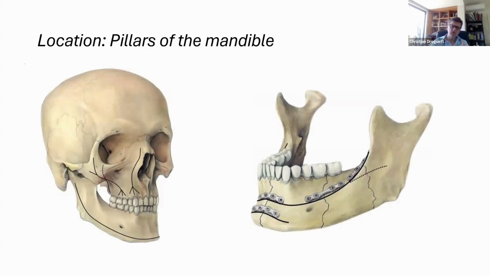About the location, this will be mainly in the pillars of the mandible. This is the posterior and inferior border of the mandible, and also some areas with denser bone like the lateral oblique line.